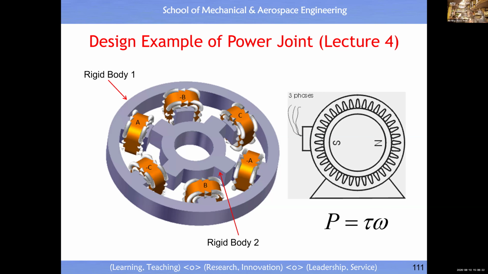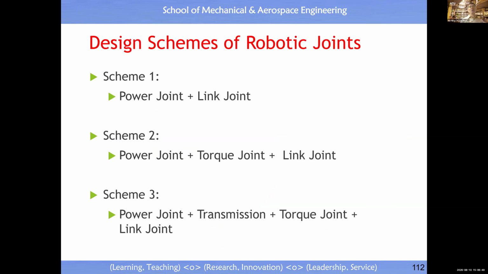For the link joint, it's the same law. You have a supporter link and a follower link, that means rigid body one and rigid body two. For the torque joint, same law, rigid body one and rigid body two, and in between you have a rigid body one prime, right? Then for the power joint, same. You have rigid body one and rigid body two, stator and rotor, which can undergo relative motion. And the power joint is a device which outputs mechanical energy. Quite straightforward, okay?